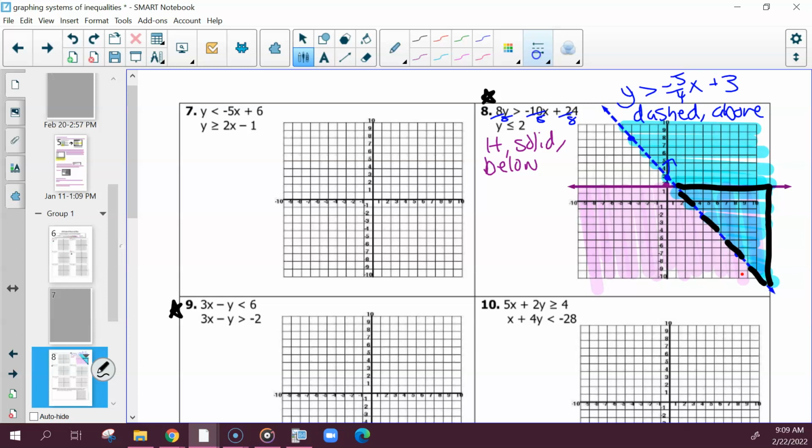It doesn't ask, but someone give me one point that would be a solution. 8, -3 would be a solution. Do you have any questions on that one?